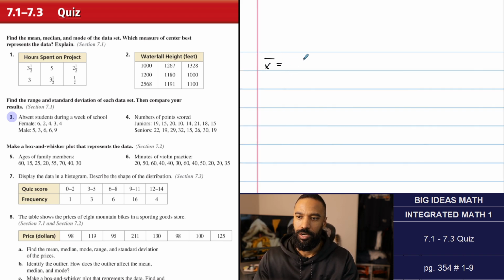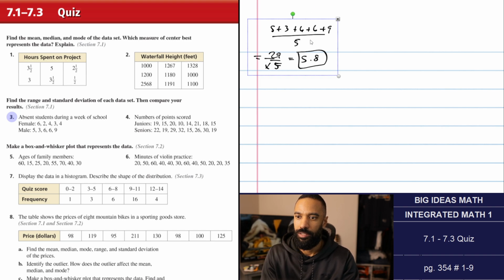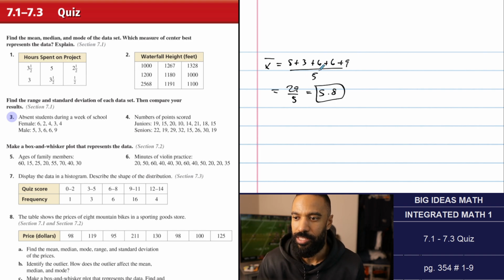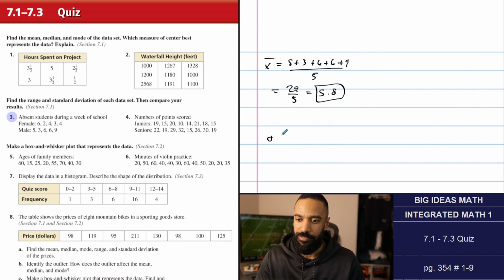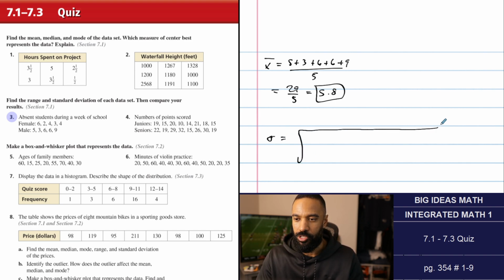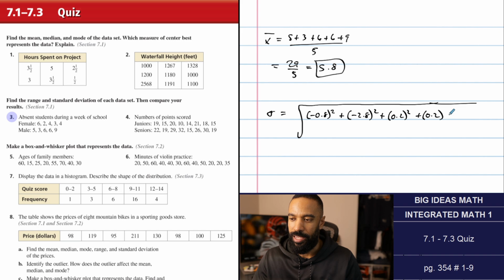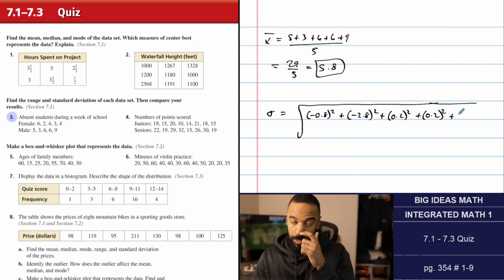So x bar. Okay, so my mean was 5.8, and I need these data values here. For the standard deviation, I'm going to subtract these internally, if that's okay, the numbers that I'm going to square. 5 minus 5.8 is negative 0.8. 3 minus 5.8 is negative 2.8. 6 minus 5.8 is 0.2, and then another 0.2. And then 9 minus 5.8 is 3.2.